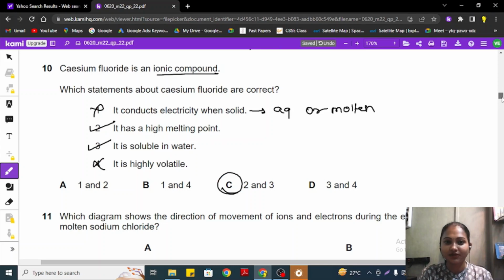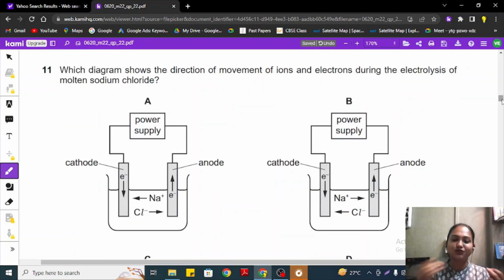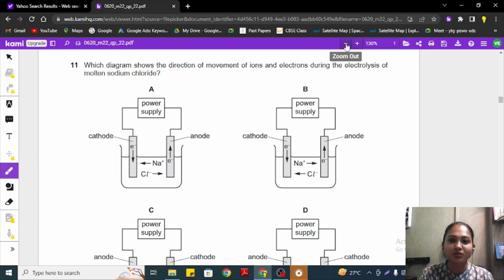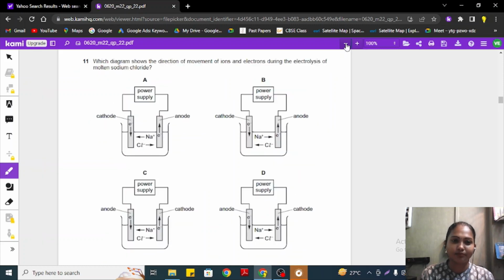So I hope till here we are going great. Let's move to the next question. For this, I have to just reduce and zoom it out so that you can see all four options. I hope it is visible. Which diagram shows the direction of movement of ions and electrons during the electrolysis of molten sodium chloride, NaCl? So they've asked the movement of ions and electrons.